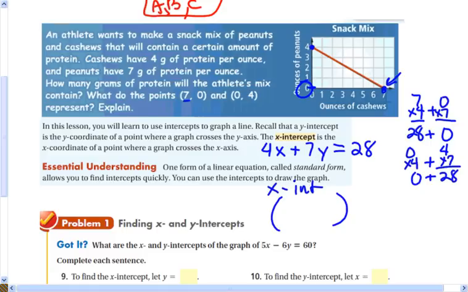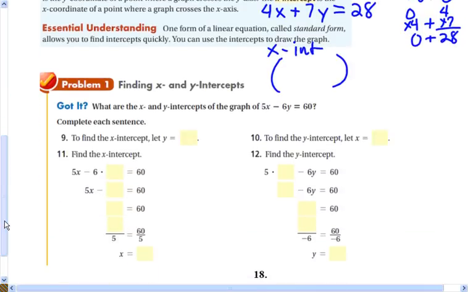And likewise, when we're trying to find the y-intercept, which is right here for this problem, the x value is 0 for that point. So to find the x-intercept, we're going to let y equal 0. To find the y-intercept, we're going to let x equal 0.